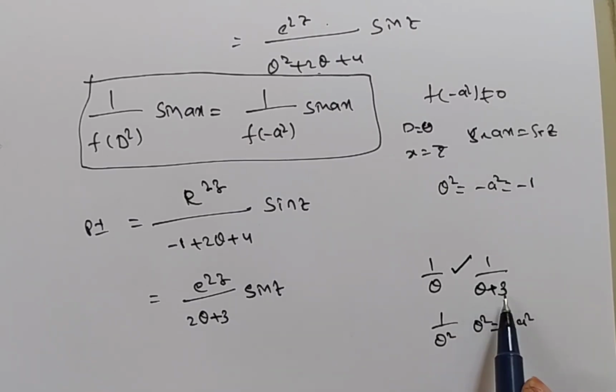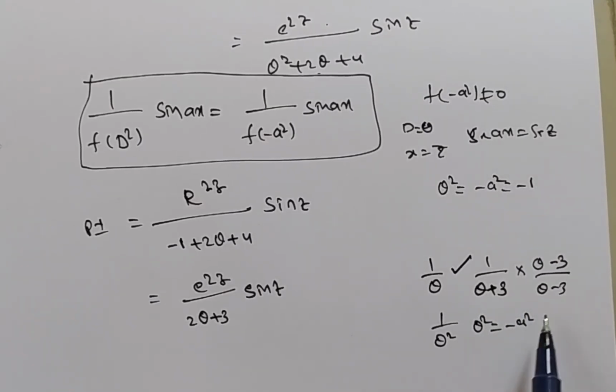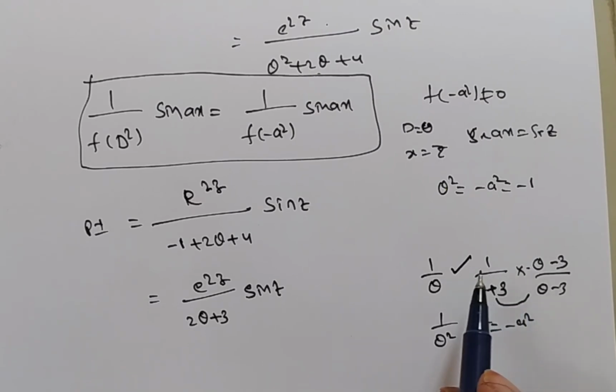Whenever 1 by D plus 3 is there, because it does not contain D square, you have to rationalize with D minus 3. Then the denominator is containing a D square term. The numerator may contain D. If the numerator is containing D, then directly we will do the differentiation. It is not an issue.